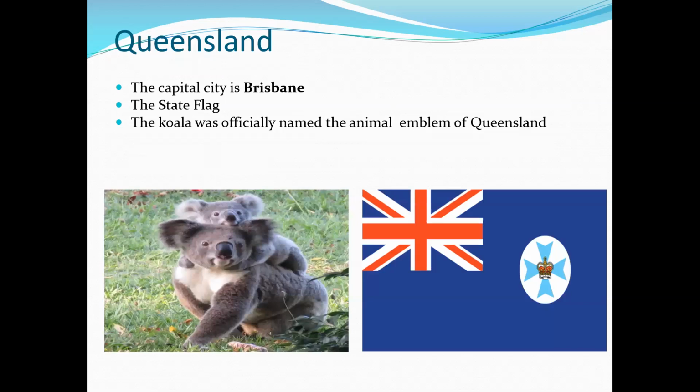The capital city of Queensland is Brisbane. Here you can see the state flag with the crown, and the koala was officially named the animal emblem of Queensland.